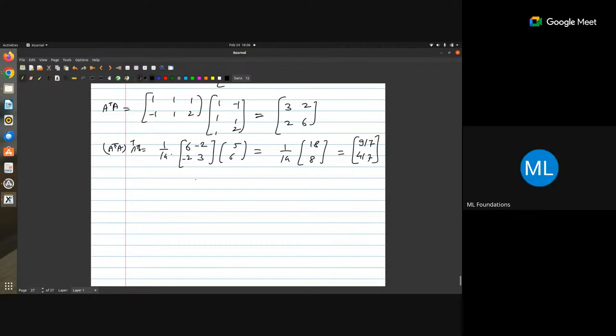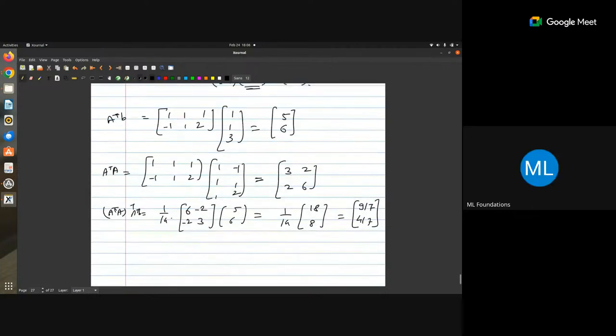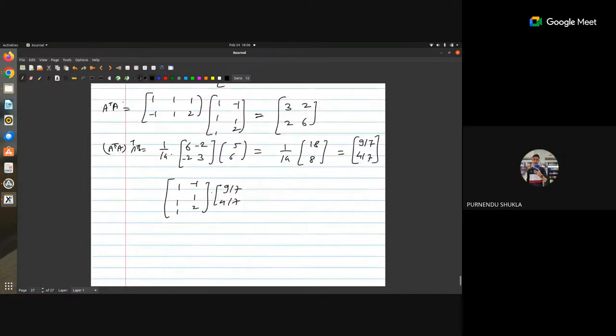And now I have to multiply this with A. x 1 1 1 minus 1 1 2 into. So that's 1 by 14, right? That determinant thing is 1 by 14 only, right? Okay. Correct, right? This one. Yes. This is looking like 19. Yeah, that's why.